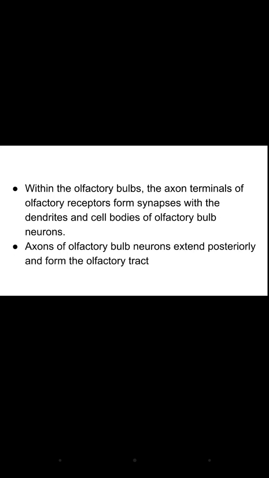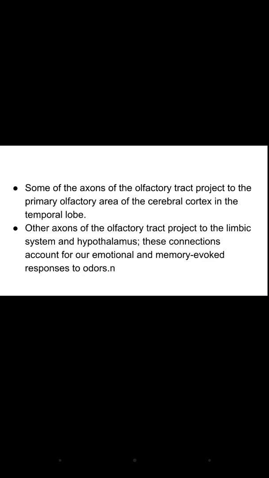Now, in the olfactory bulb, the axon terminus of the receptor forms synapses with the dendrites and the cell bodies of the olfactory bulb neurons. So, as I told you, there are two parts of the olfactory receptor. One part is towards the olfactory epithelium and the other will join with the olfactory bulb neurons. Then the axons will extend and form the olfactory tract.